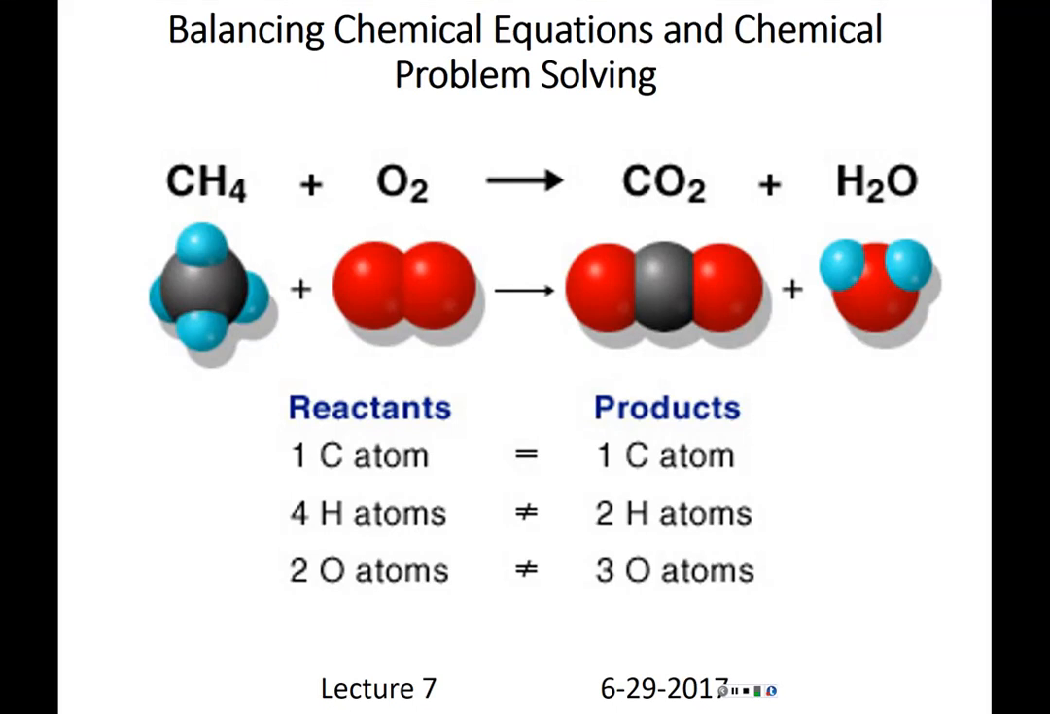This is the 7th lecture in general chemistry, and the title is Balancing Chemical Equations and Chemical Problem Solving. This is all material from chapter 3 in the book.